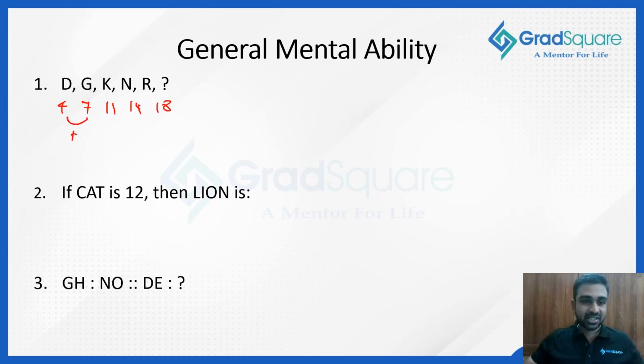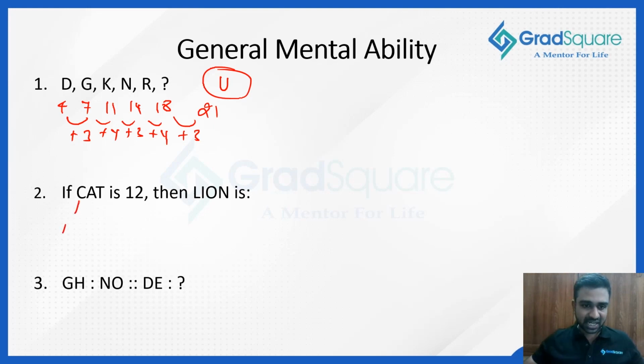So the difference here follows a pattern: plus 3, plus 4, again 3, again 4. So the pattern is 3, 4, 3, 4, and the next should be plus 3. So the next alphabet is the 21st alphabet, which is U. That is your answer.